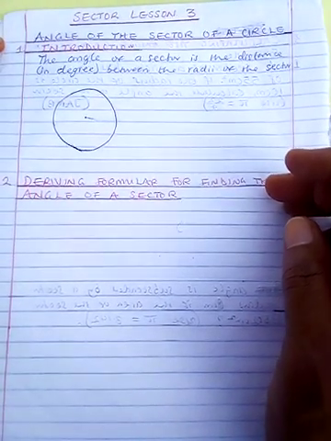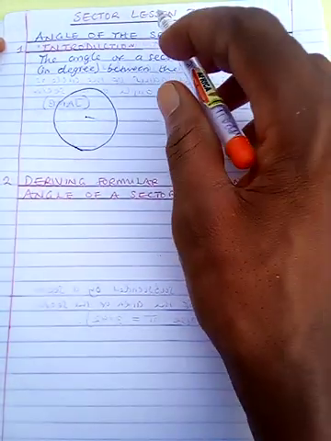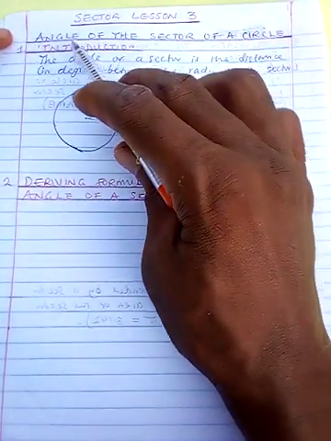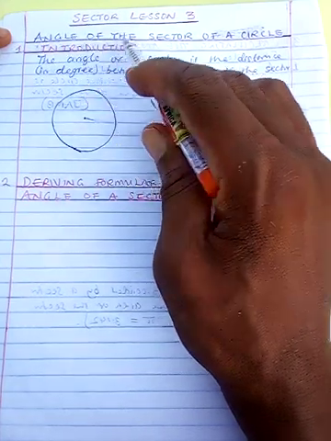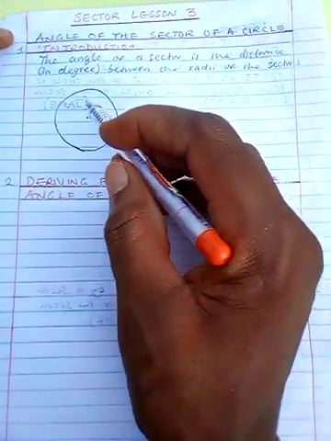This is the third lesson on sector. So this is our lesson 3 on sector. And in this lesson, I want to talk about the area of the angle of a sector.